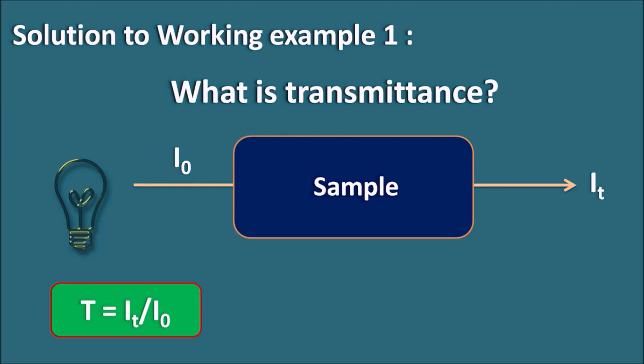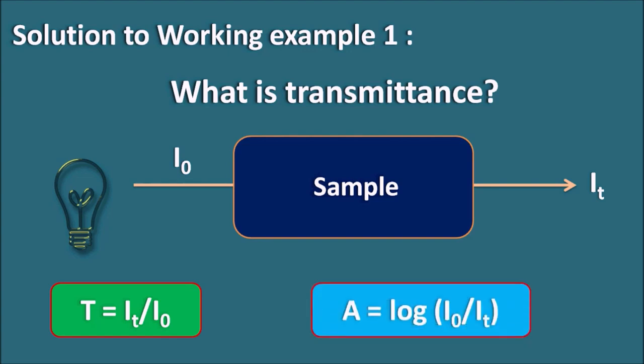Then what is the absorbance? Transmittance and absorbance are reciprocal, but they are not directly reciprocal. Absorbance A is equal to log of I0 by IT, where I0 is the intensity of the incident radiation and IT is the intensity of the transmitted radiation. Here you can observe that it is a logarithm of the reverse of the transmittance. The transmittance is IT by I0, whereas absorbance is log of I0 by IT.